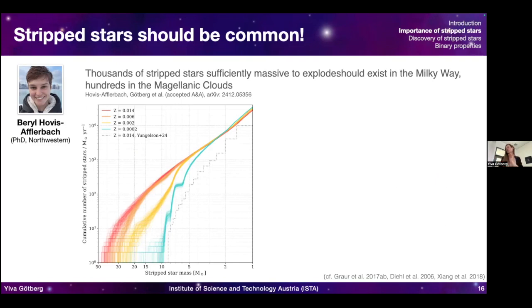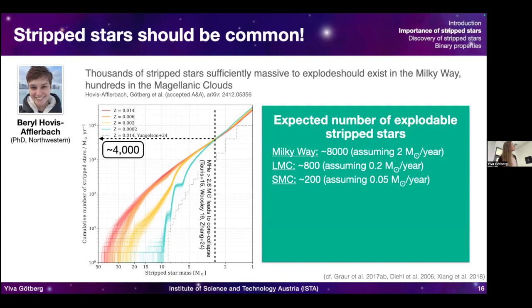If we're interested, for example, in stripped stars that are sufficiently massive to explode, this is something above 2.6 solar masses, according to Thomas Tauris. Then this plot says that we should have about 4,000 such systems for every population that has a star formation rate of 1 solar mass per year. So we can convert this to expected numbers.